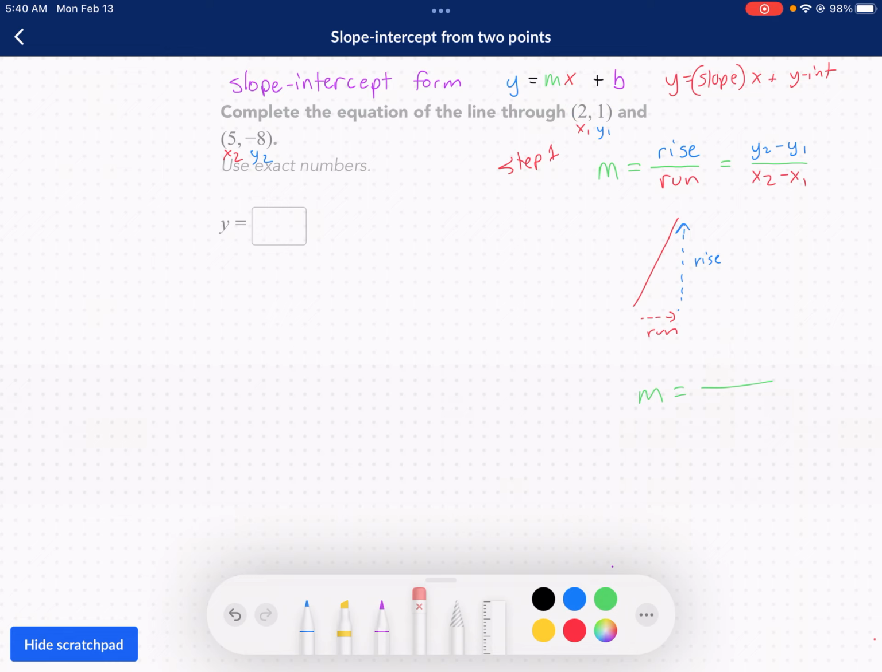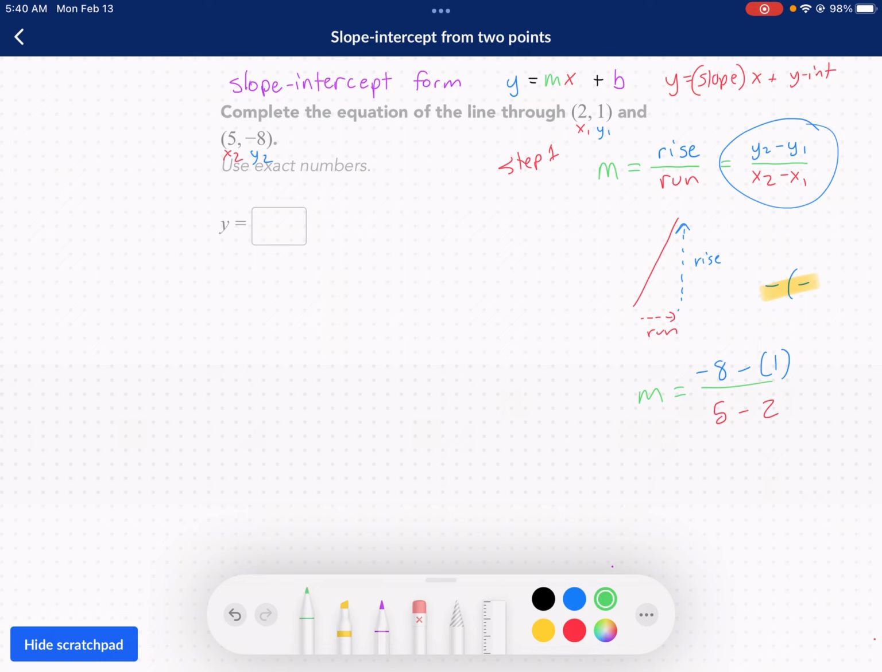The second thing we're going to do is just plug in those points. I'm going to use this as my template, and I'm going to take y2, which I know is negative 8, and I'm going to subtract positive 1. I put it in parentheses because sometimes you're going to be subtracting a negative number, and you're going to have to turn this to a positive. That's not the case in this one, but just something to be aware of. Now we have our x's, so our x2 is 5. We're going to subtract 2.